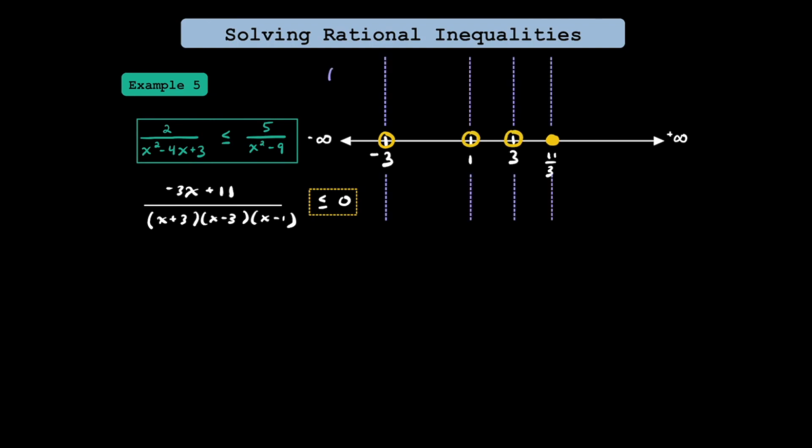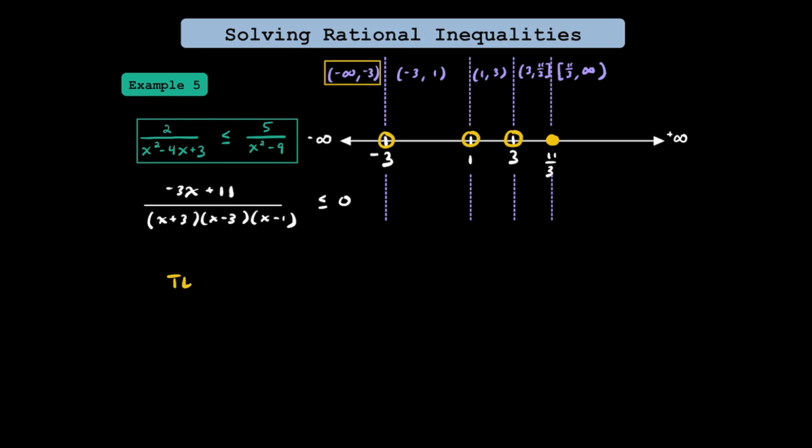asymptotes. Here we have 5 intervals: negative infinity to negative 3, negative 3 to positive 1, positive 1 to positive 3, positive 3 to 11 thirds, and 11 thirds to infinity.